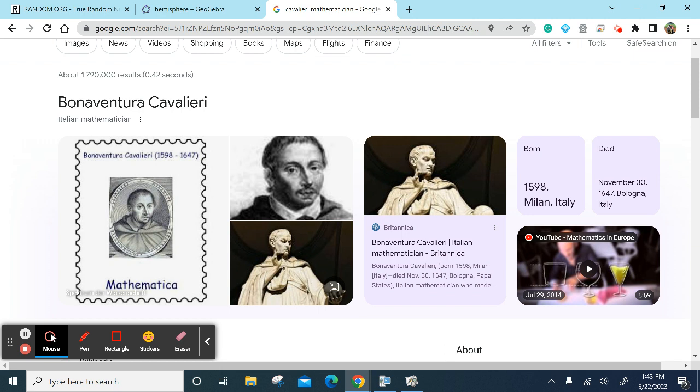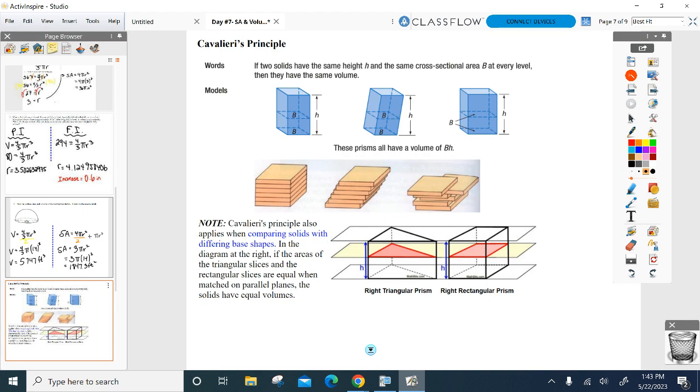1600s, mathematician. Here's what he found. Bottom line, his principle says this: if two figures have the same heights and their bases have the same area, they have the same volume without even calculating the actual number of it. Okay? Same heights, bases have the same area. Right? Take a look here.